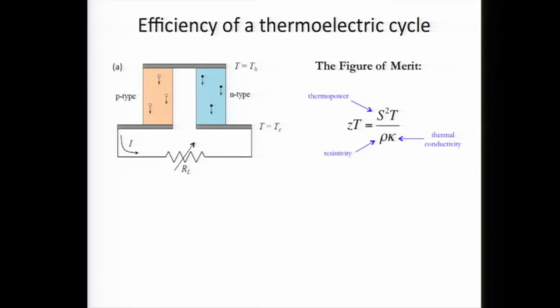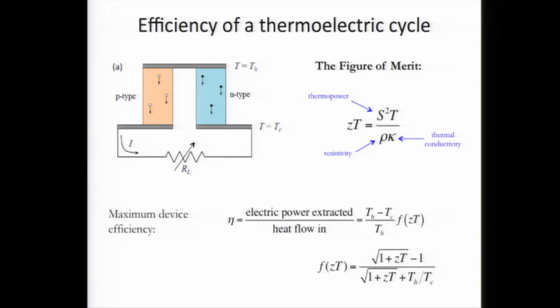ZT is proportional to the thermal power squared, basically because whatever power you get out of this will be proportional to a voltage squared, and voltage is proportional to the thermal power. It's proportional to the temperature, because you want large heat current, and the heat current is always proportional to the temperature. It's inverse to resistivity, because if your material has a large resistivity, then you'll lose all power you generate just to Joule heating inside your material. And finally, it's inverse to the thermal conductivity, because if your thermal conductivity is large, you'll be unable to maintain a large temperature difference across your sample, and the temperature difference is what drives the whole effect.